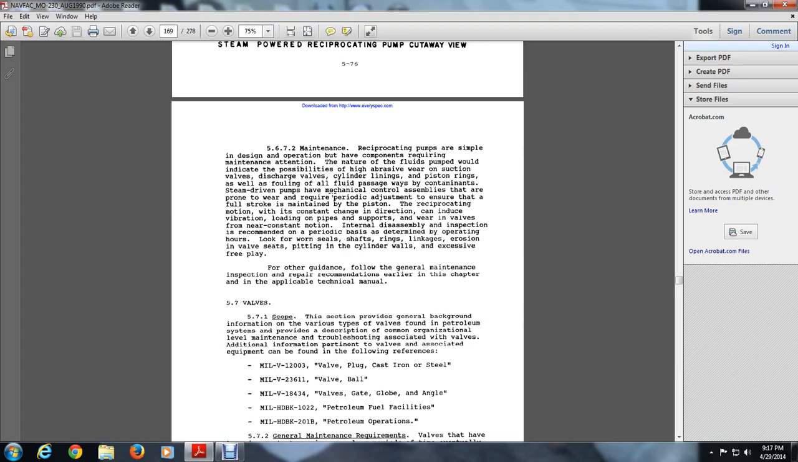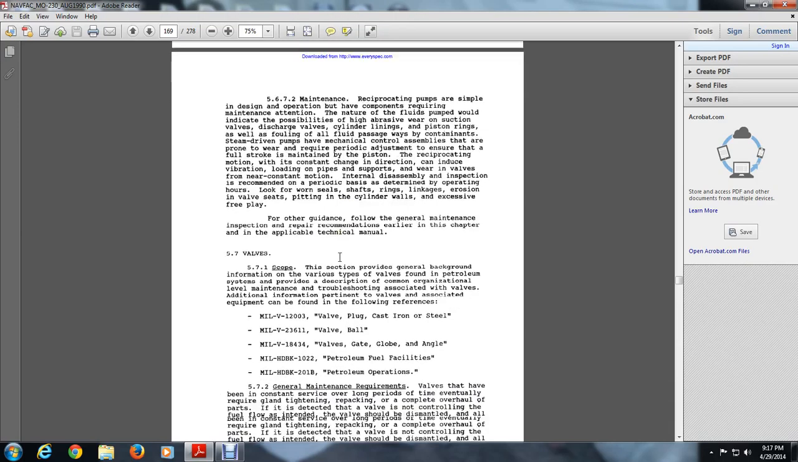Look for worn seals, shaft rings, and linkages, erosion and valve seating, pitting on the cylinder walls, and excessive free play. For other guidance, follow the general maintenance, inspection, and repair recommendations earlier in the chapter and in the applicable technical manuals.